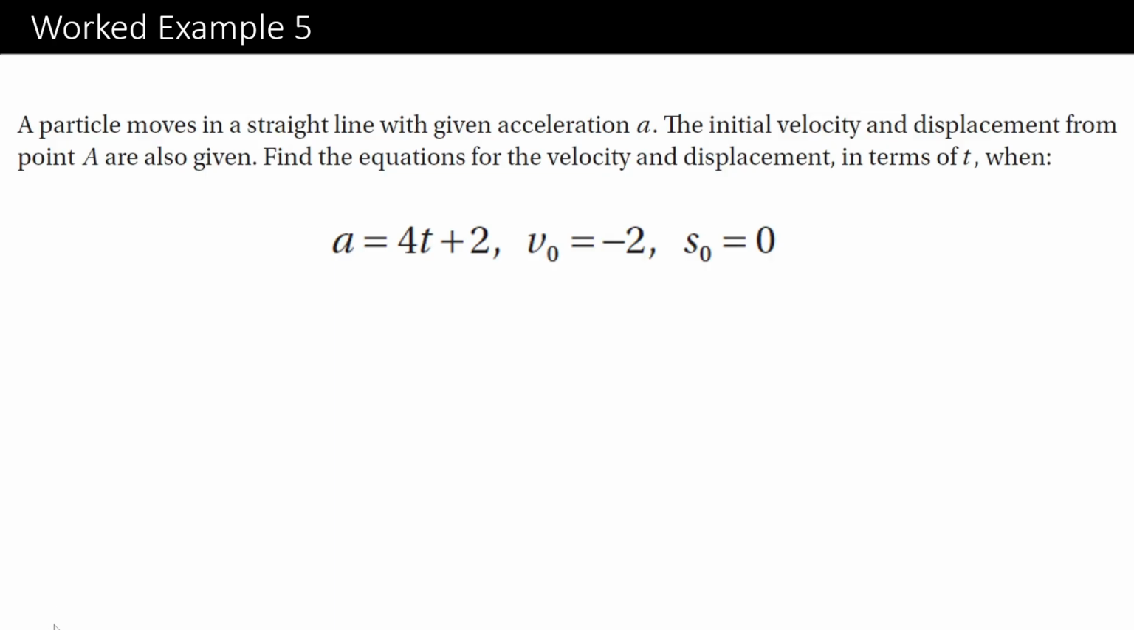It says that a particle moves in a straight line with given acceleration a. The initial velocity and displacement from point A is also given. Find the equations for velocity and displacement in terms of t when a equals 4t plus 2. So the first thing I need to do is write down s, v and a. Although we're given a, the only thing we can do with a is integrate, so I know what this type of question is going to be.